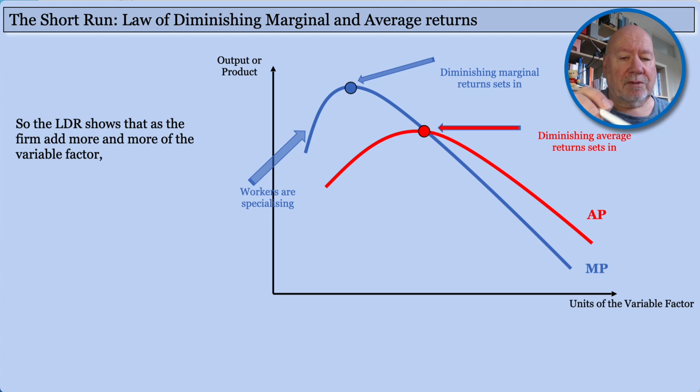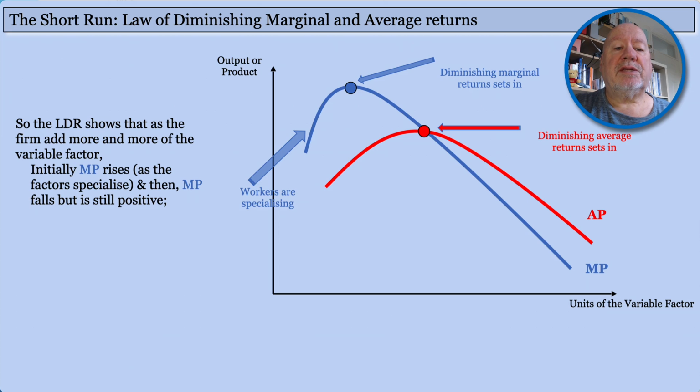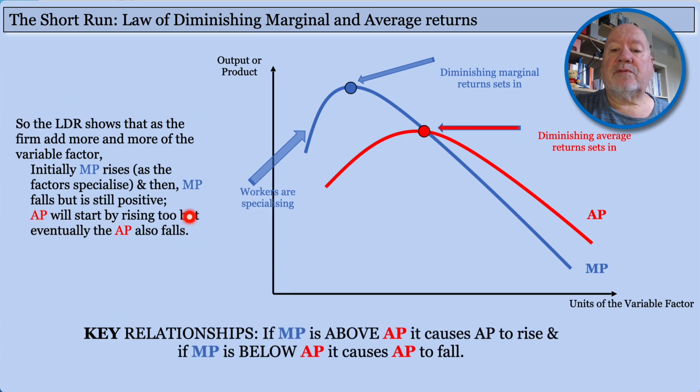So go back if you don't remember this. This is the law of diminishing marginal and average returns. The workers are specializing here, and so therefore the marginal product initially rises, but then this is it here, the law of diminishing returns states that as a firm adds more and more of the variable factor, initially the marginal product's going to rise due to specialization, but then because they're trying to use the same capital and they're getting in each other's way and they're having to wait, etc., the marginal product will fall, and so therefore the average product will follow it. So therefore the average product will go up and then it will go down.